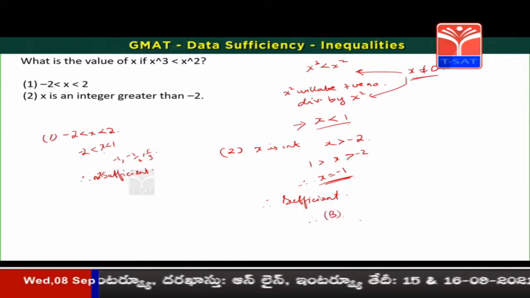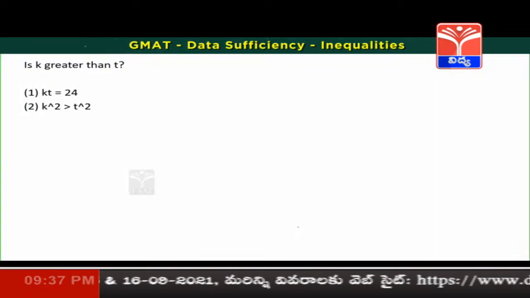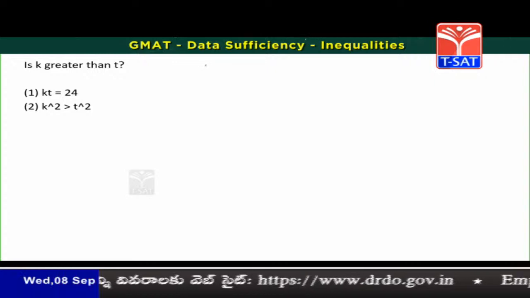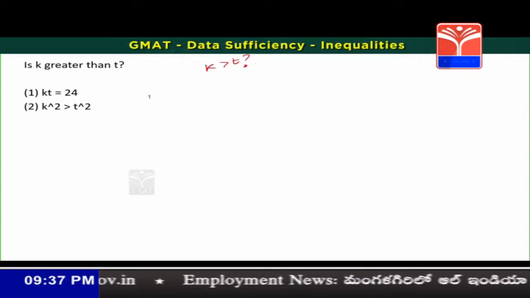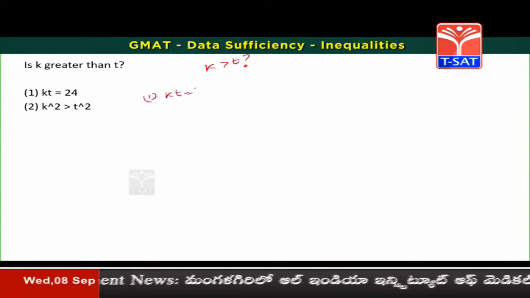We have seen 3 questions with the same answer option. Now, let us move to the next question. Is k greater than t? The main question is asking us, is k greater than t? The first statement is kt is equal to 24.